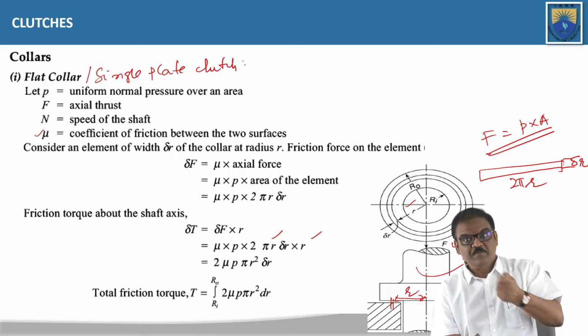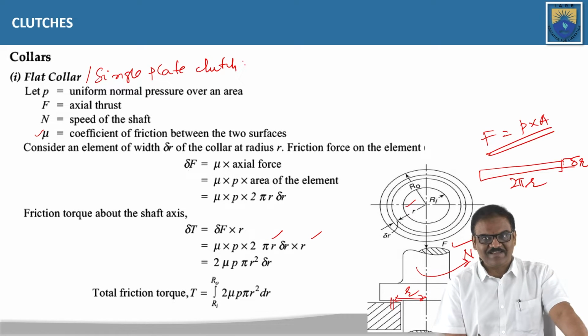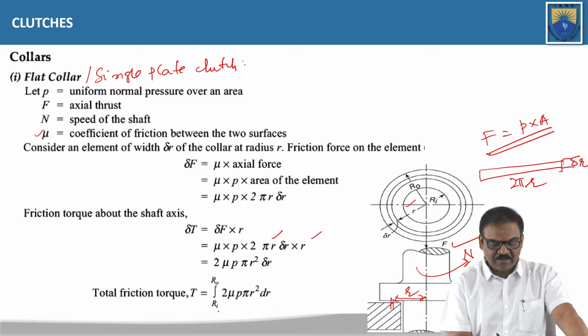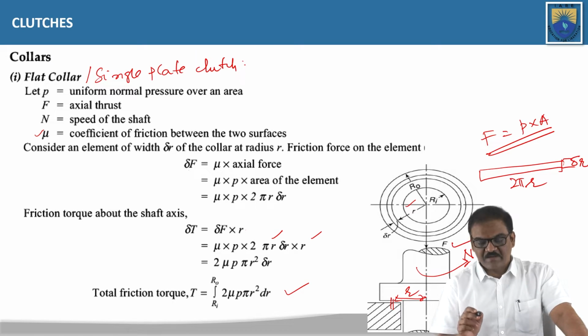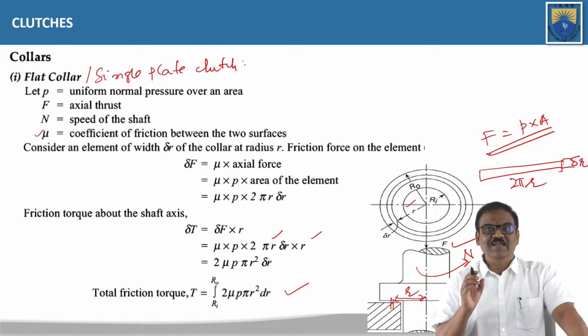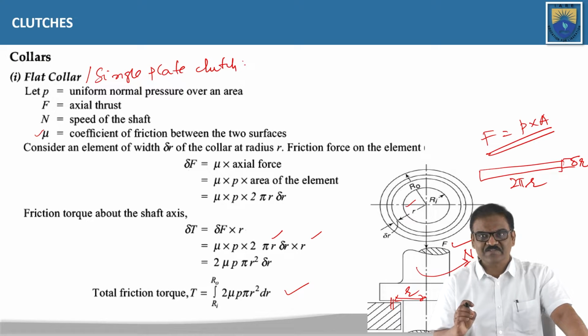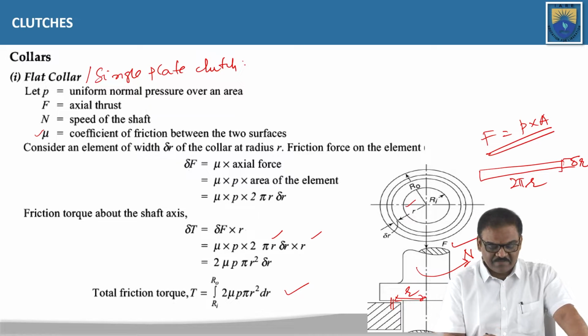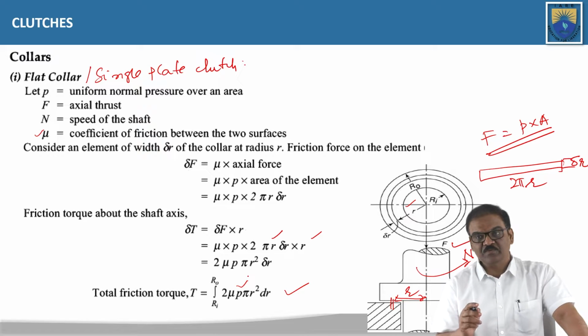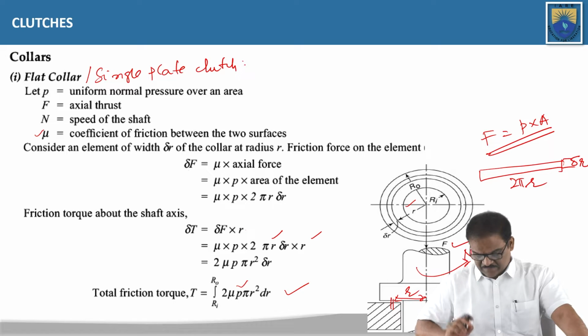Therefore, the total frictional torque is given as T is equal to the integral from r internal to r outer of 2 mu p pi r square dr, integrating over the internal radius to the external radius. This is the elemental frictional torque derivation we have concluded, where this p we are going to substitute for uniform pressure and uniform wear, and we will find the total frictional torque in both the cases.